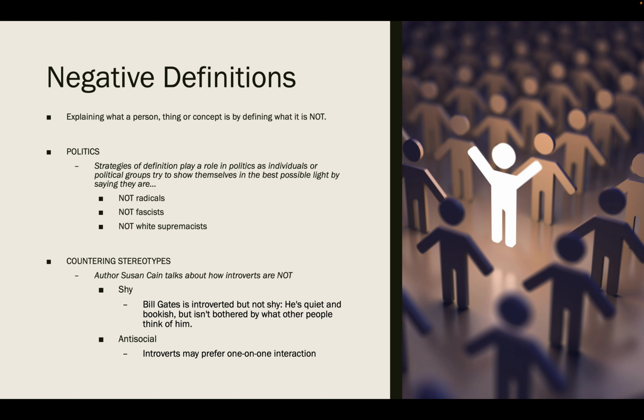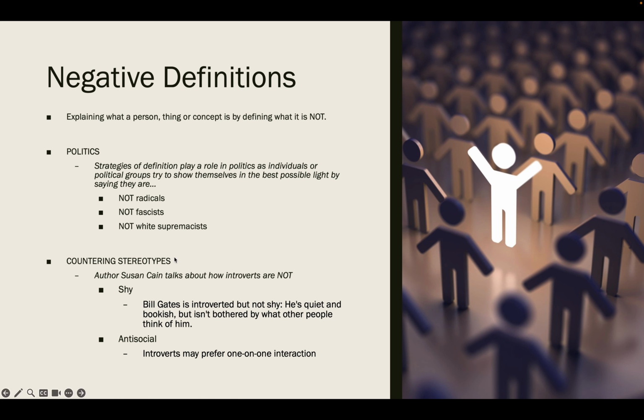And then finally, negative definitions can be really interesting. And you guys are going to read an article about this, which is kind of interesting. And also this might be an option for you in terms of the upcoming essay. So explaining what a person, thing, or concept is by defining what it is not. So for example, in politics, it's used a lot. Strategies of definition play a role in politics as individuals or political groups try to show themselves in the best possible light by saying what they're not. So they're not radicals, they're not fascists, they're not white supremacists, all that kind of thing. They're trying to say to any naysayers, okay, that's not what we are at all. And then that way it makes them seem more positive.